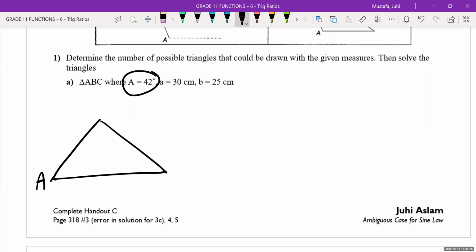So I'm going to label this angle A. We'll draw it properly later. This is 42 degrees. Across from angle A has to be side length A, and that is always going to be given to us. The pair will always be given, and that's going to be A is equal to 30 centimeters. And then the other side length I always put over here.